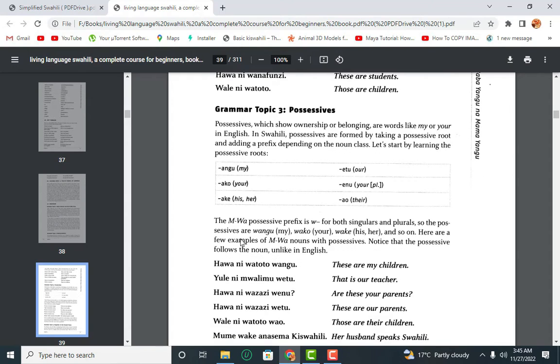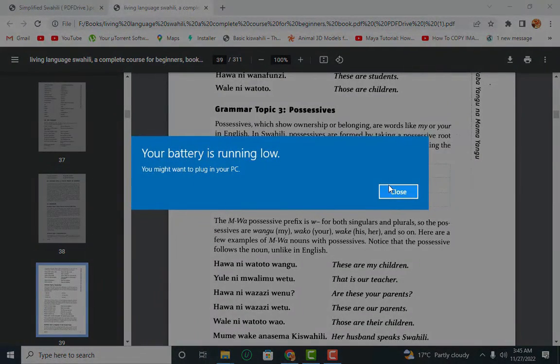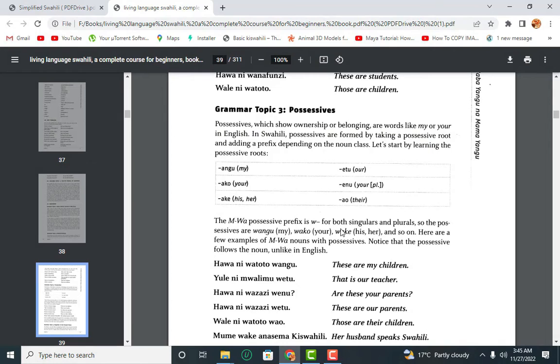The mwa possessive prefix is u, wa, which is w for both singular and plurals. So the possessives are wangu, which is my, wako, which is your, wake, which is his or her, and so on. Here are a few examples of mwa nouns with possessives. Notice that the possessive follows the noun, unlike in English.